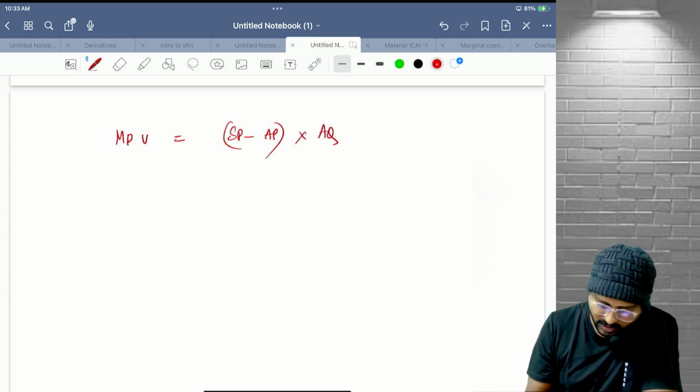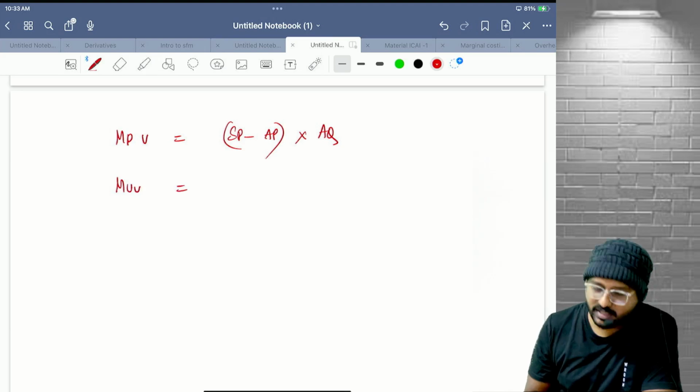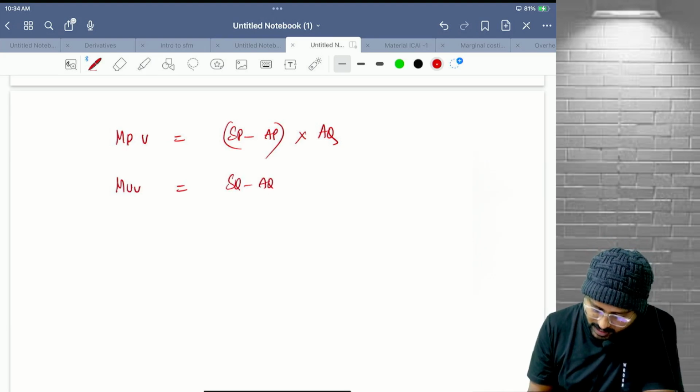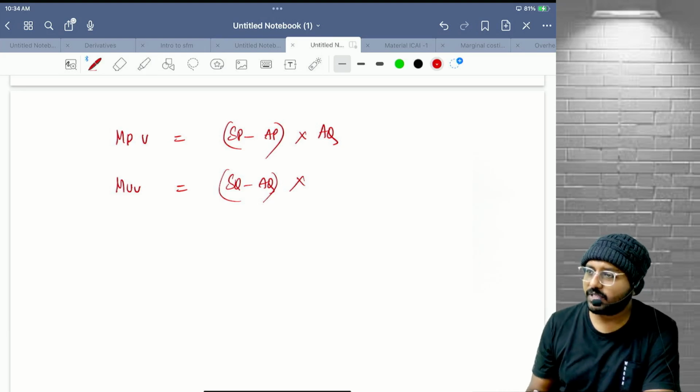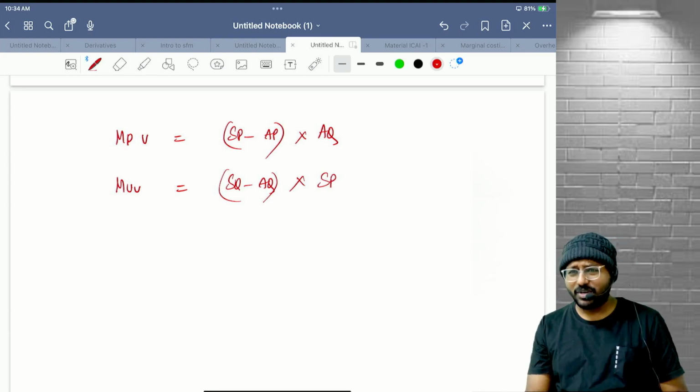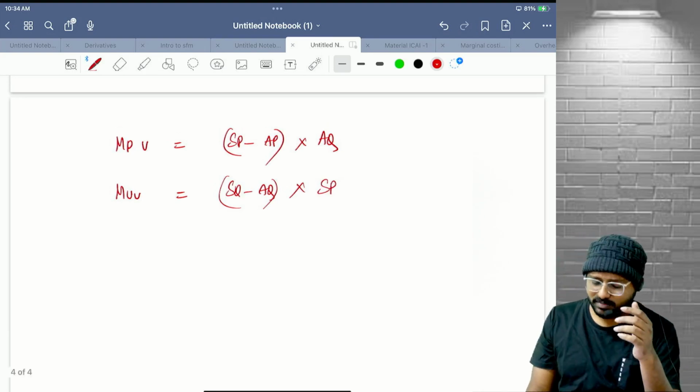Okay. Next, material usage variance. What did I say? Change in quantity. What quantity and what quantity? Standard quantity and actual quantity. RAQ will not come. And I said price will remain constant. Correct? What price will remain constant? Standard price. Done. So if you want, you can do it without formula as well, but it's not that easy.